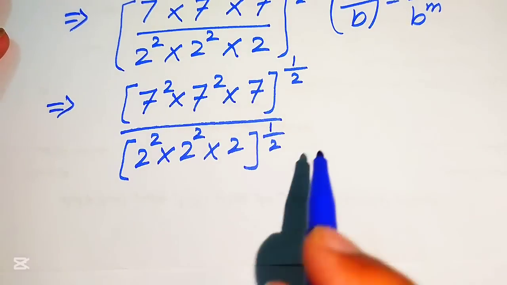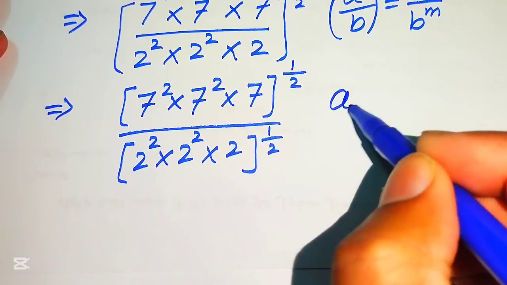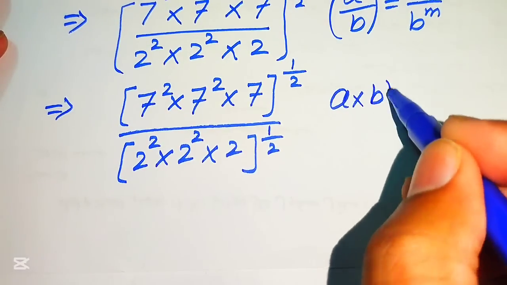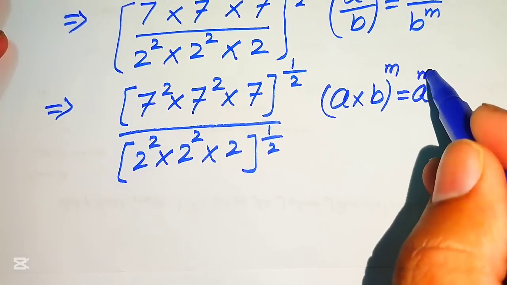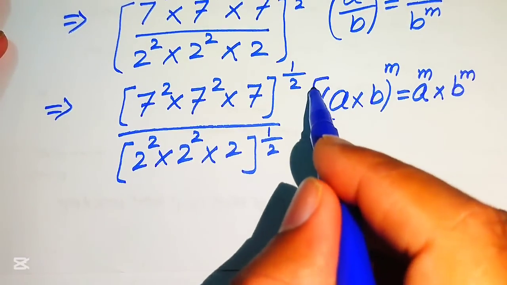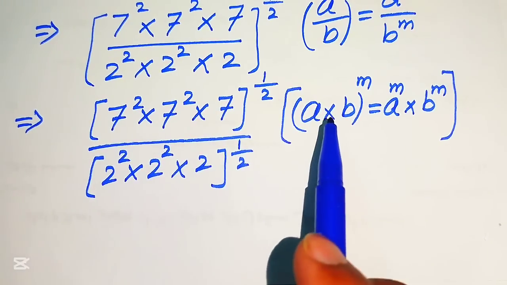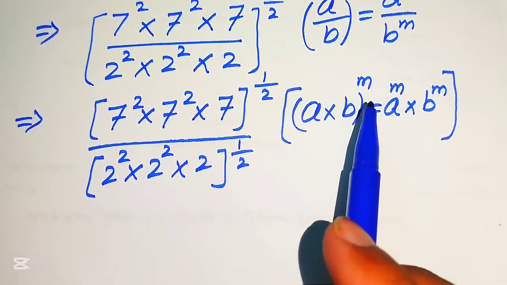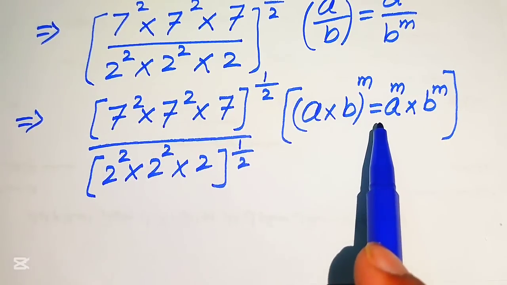And now in the next step we will apply another exponent law. You know that if we have (a multiplied by b) to the power of m, we write it as a to the power of m multiplied by b to the power of m. It means that if you have some numbers which are multiplied by each other and we have some common power, we will just apply this power separately on each of these values.